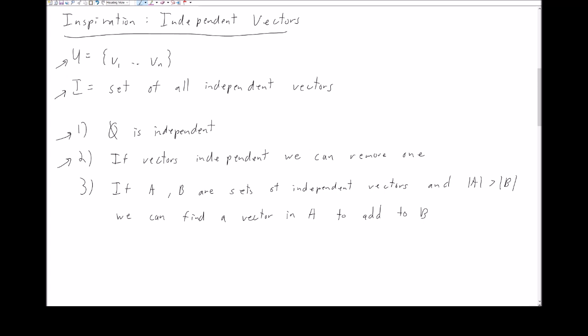To see property number 3, we look at two sets of independent vectors, say A and B, and we have that the set of independent vectors A is larger than the set of independent vectors B. If this is the case, then we know that we can find a vector in A to add to B, and this will remain a set of independent vectors. That is, we can find an element of A, augment B by this element, and this augmented set will remain independent. This again follows from the properties of linear algebra. So we've satisfied property 3 of the matroid. So our inspiration, our idea that independent vectors form a matroid, turns out to be true. Independent vectors satisfy the properties of a matroid.